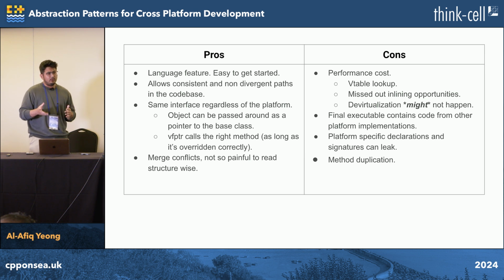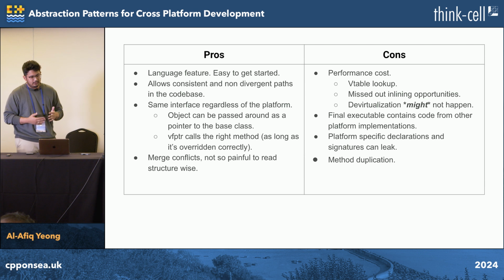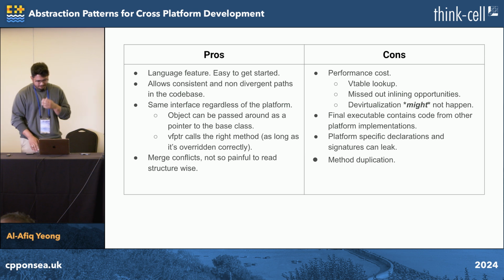Not to mention, if you would declare the implementation in a header file and you don't manage the dependencies correctly, right? The declarations from the platform can leak out, and also you get method duplication, right? You're declaring the virtual methods in the base class, you're declaring them again in the derived class, and then defining it again in the source file.